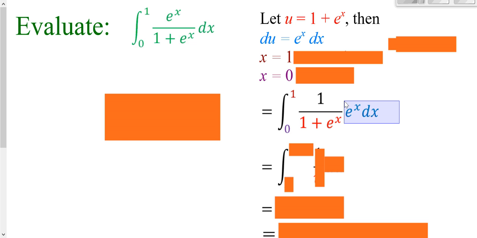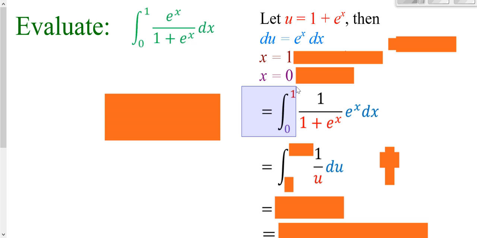Because remember, this e to the x is really putting it afterwards, and timesing by it is really the same as putting it on top, because if you put this over 1, it puts it on top. So we really just have our du here, and then we have 1 over u here. But being a definite integral, we have to change our bounds, because our bounds here are x's. So we have to change our bounds down here to be u's.